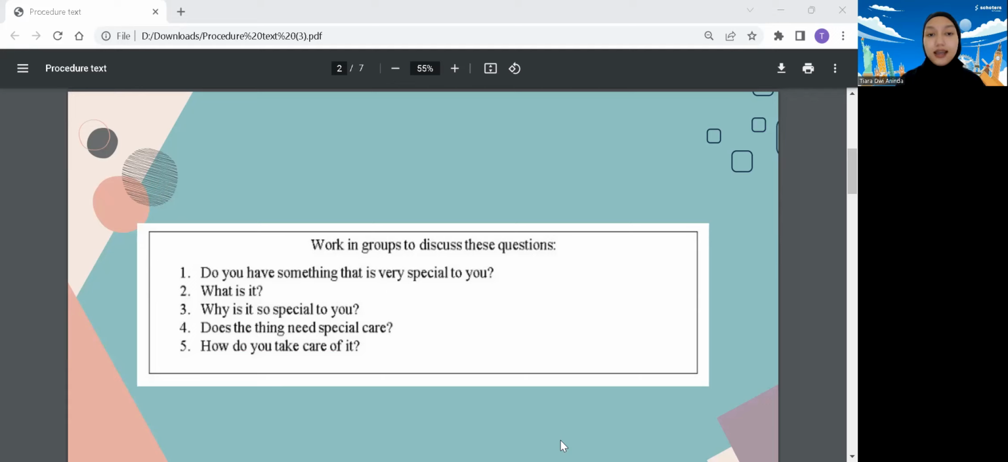Does the thing need special care? Well, it does need special care. I usually clean it with a special spray and also a special towel. And that's how I take care of it. Okay, now let's discuss your answers, everyone. Who wants to start? Okay, so that's all of our group discussion before we begin our lessons today.